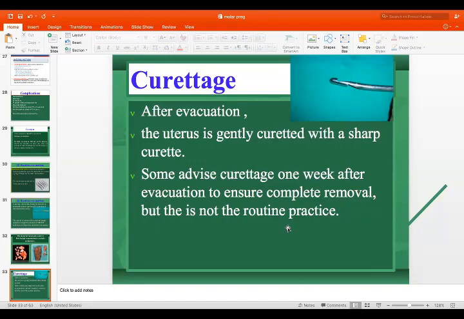So some physicians or some institutions, some gynecologists, recommend a second evacuation after 1 week to ensure that this is completed. If the patient is still having bleeding, then we can do a second evacuation.